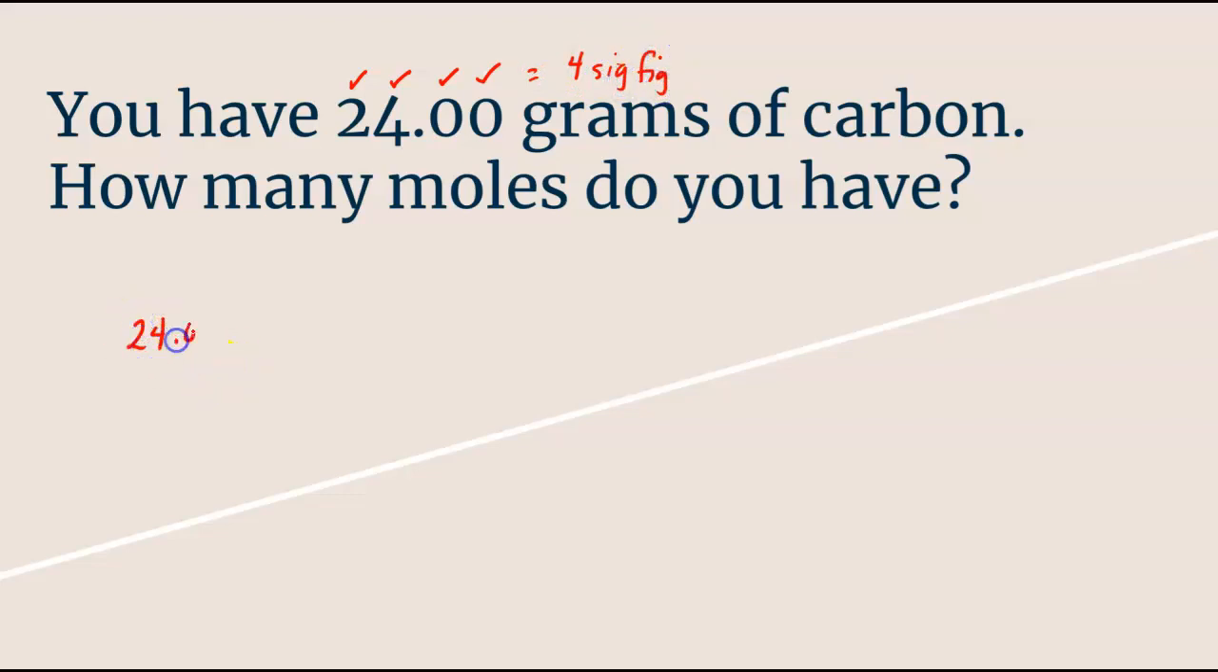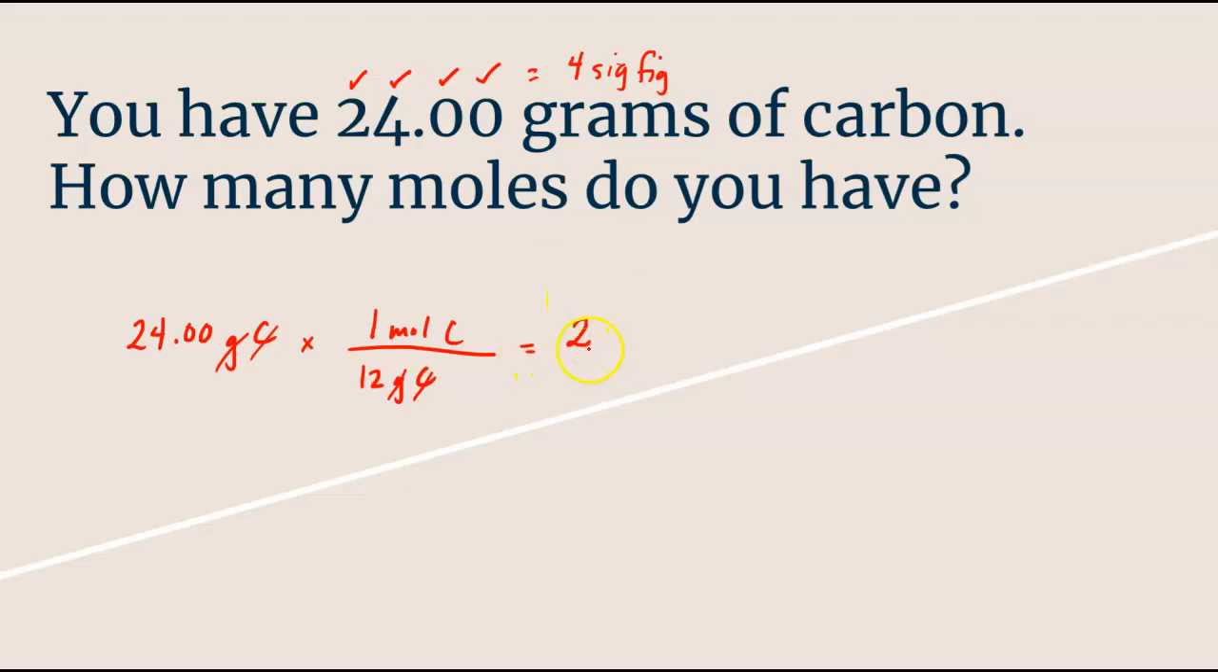So I set up my dimensional analysis. I have 24.00 grams of carbon. I look at my periodic table. It's okay that I don't have my periodic table to 4 significant figures. Makes no difference. These cancel out. All right, and when I do my math, it works out to be that I have the answer of 2.